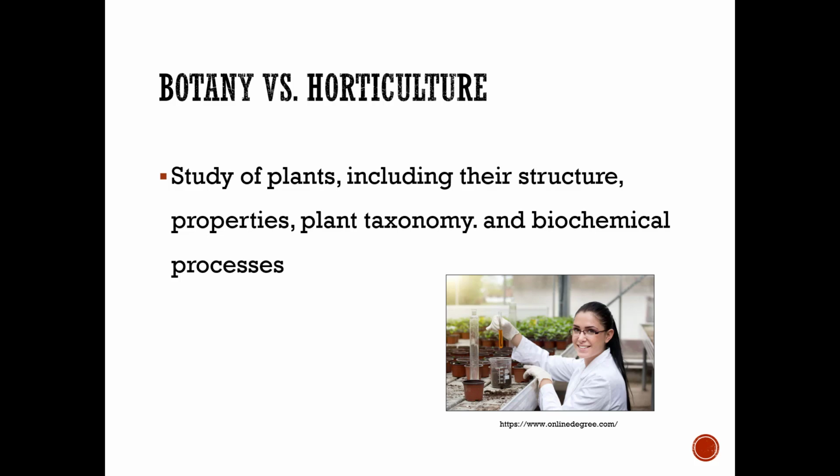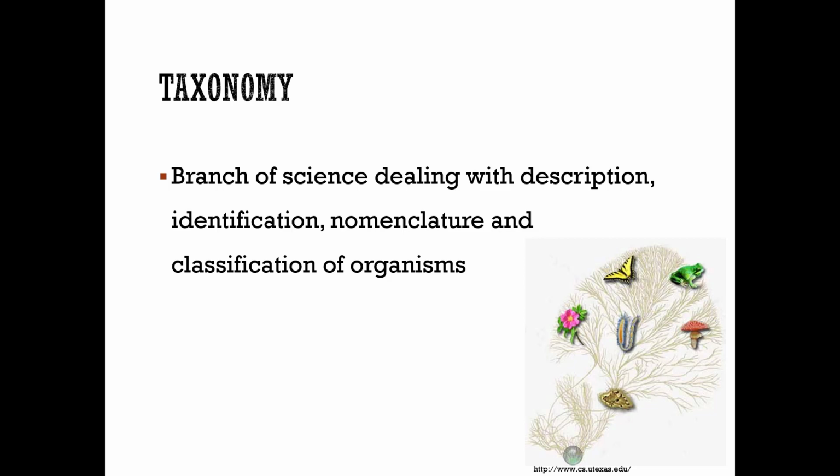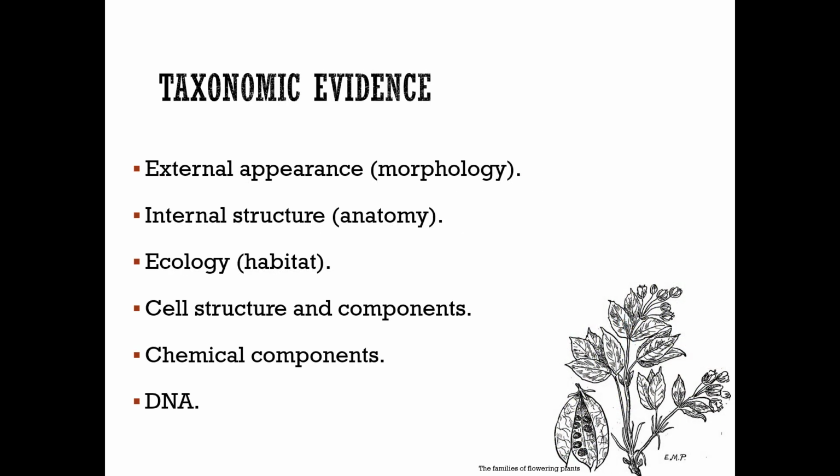Botany is the study of plants, including their structure, properties, plant taxonomy, and biochemical processes. Taxonomy is the branch of science dealing with description, identification, nomenclature, and classification of organisms. So taxonomic evidence in the past really has relied mostly on external appearance, that's morphology. It could also include internal structure, anatomy, ecology, cell structure and components, chemical components, and finally, more often than not at this point, is relying on DNA.